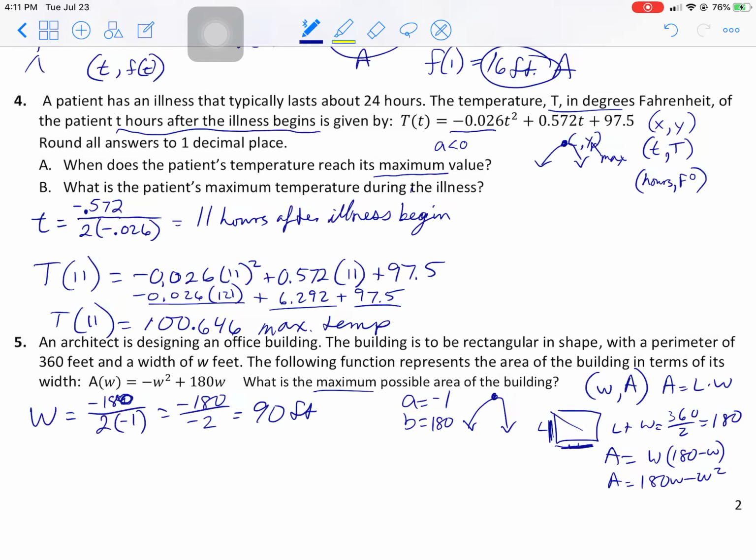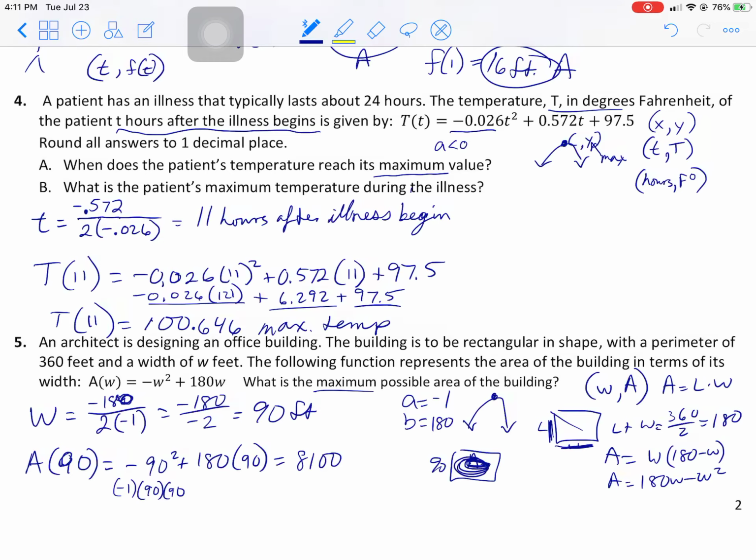So what is the maximum area? Remember, width is 90 feet. The space inside is the area, right? So the area, with the width being 90 feet, means substituting in the 90. So -90 squared plus 180 times 90. Put that all in your calculator. Don't forget that is -1 times 90 times 90, right? That should come out to 8,100 feet square as the max area possible.